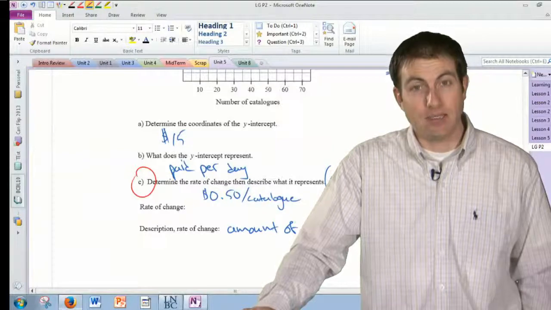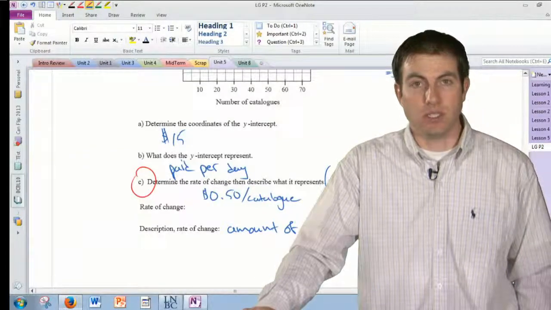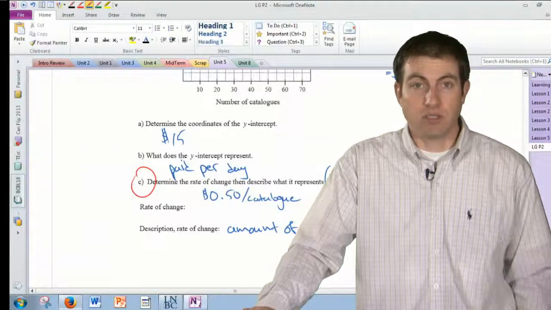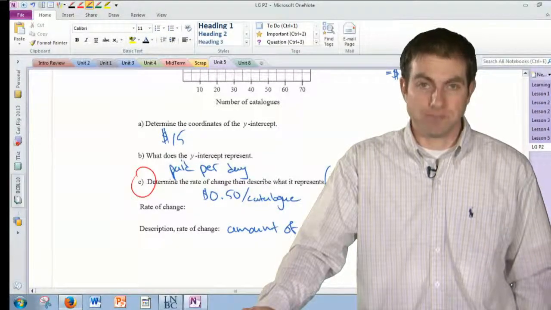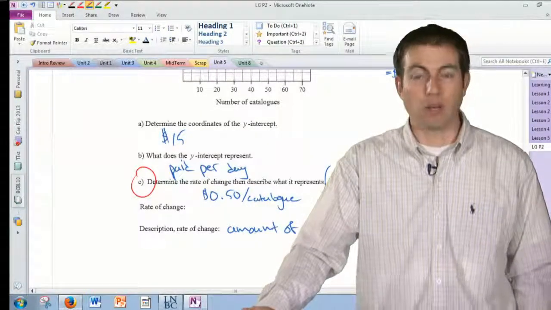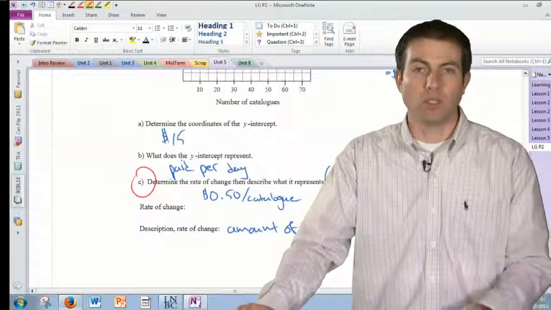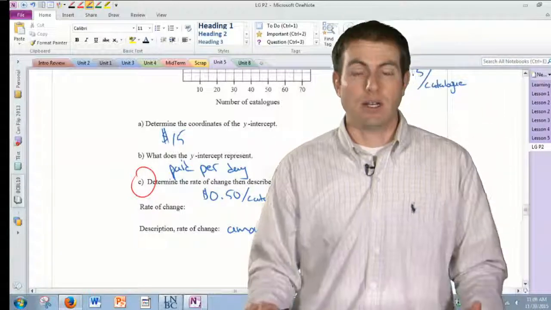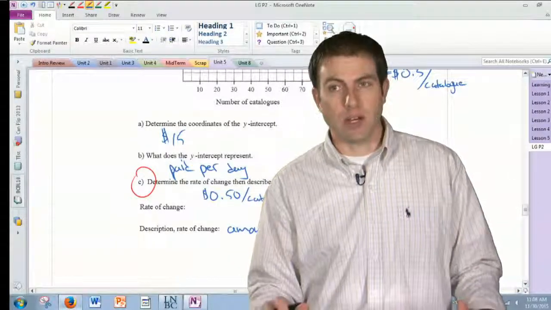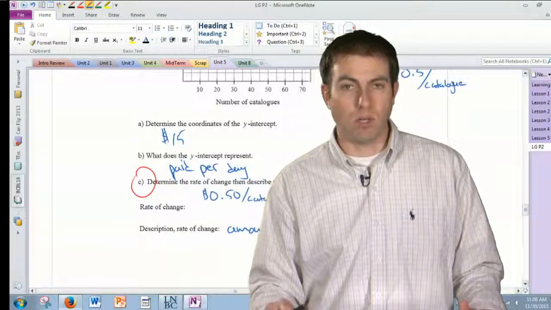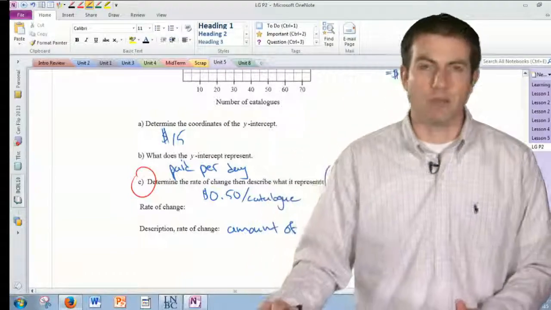And as I said, I told you a little story about my physics teacher who just said, if you don't know what to do on a graph, just find the slope of the line. Rise over run, rate of change, the cost per catalog, whatever way you want to think of it. There's lots of different words to describe what the slope is, but there's very few graphing questions that will not require you to find the slope.